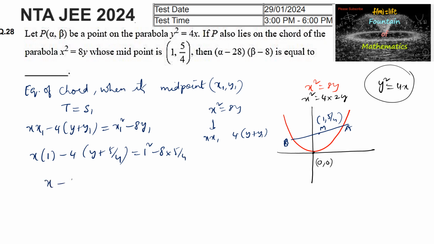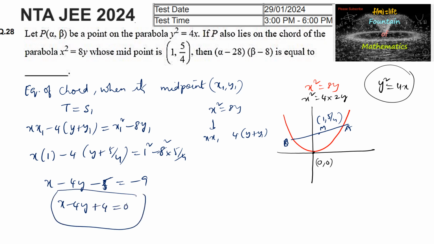So x minus 4y minus 4 into 5 by 4, that is 5, is equal to 1 minus 10, that is minus 9. Or we can write x minus 4y, minus 5 plus 9, that is plus 4, is equal to 0, which is the equation of the chord.